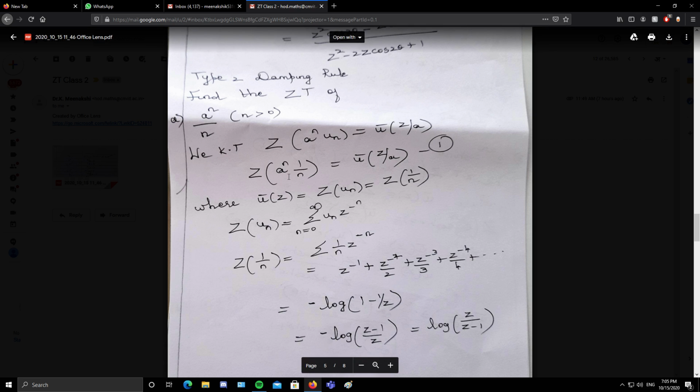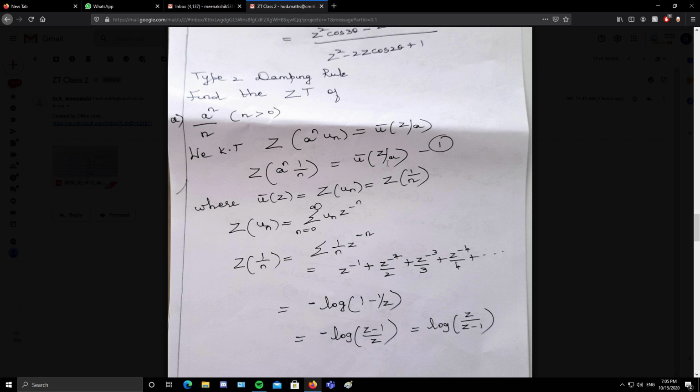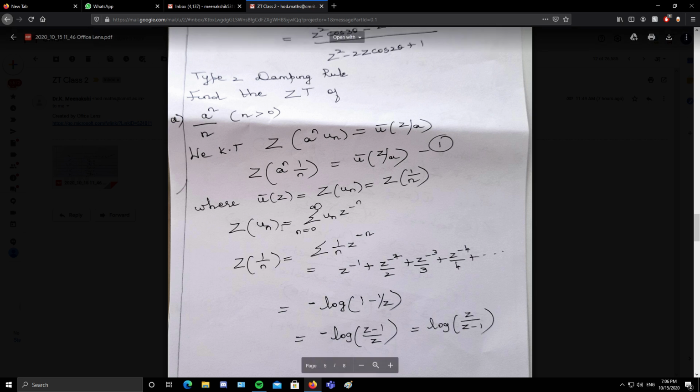Transform of a power n into 1 by n is u bar of z by a, where u bar of z is the same as Z of u n. What is u n here? 1 by n. They both are the same, I told you there are two notations for transform. So we have to find Z of 1 by n. What is the definition? Z of 1 by n is not a standard function.